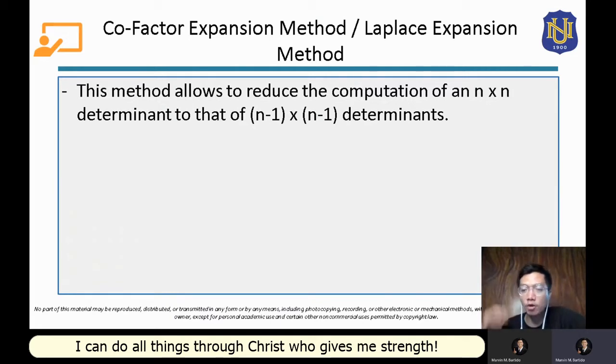Let's say you have a 4 by 4 matrix and you are asked to solve for its determinant. We cannot use basket method to solve for the determinant of a 4 by 4 matrix. If we use this method, that 4 by 4 matrix will be reduced to a 3 by 3 matrix. That's how it works: it reduces an n by n matrix into an n minus 1 by n minus 1 matrix. So if a 4 by 4 matrix is reduced to a 3 by 3 matrix, you can now solve the determinant of that 3 by 3 matrix using basket method.